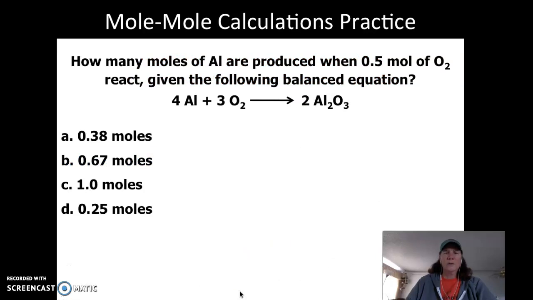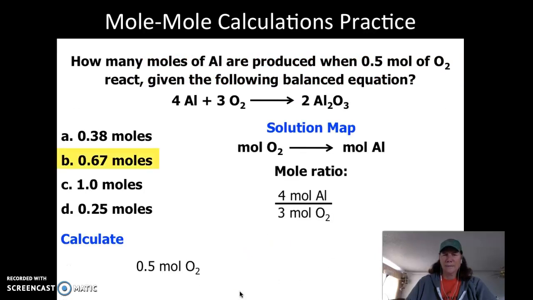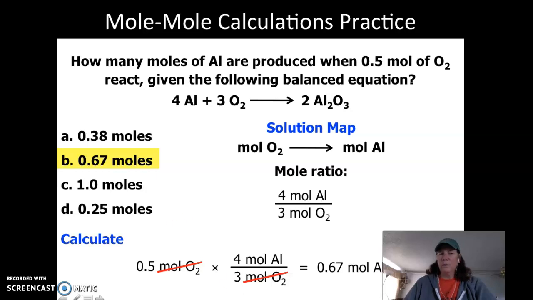Okay, on this one, we'll do this. Oh yeah, this will be the last one we get. How many moles of aluminum are produced by 0.5 moles of oxygen? Here's our balanced equation, 0.5 moles of oxygen. Put moles of oxygen on the bottom, and I'm trying to find aluminum on top. I go to my balanced equation, there's a 4 here, and there's a 3 here. So 0.5 times 4 divided by 3. And you get 0.67 moles.